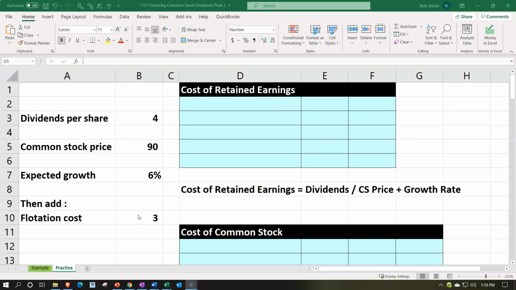Here we are in our Excel worksheet. If you have access to the Excel worksheet and would like to follow along, note that we are in the practice tab as opposed to the example tab, the example tab in essence being the answer key. Information on the left-hand side, populating that information into the blue area on the right-hand side.